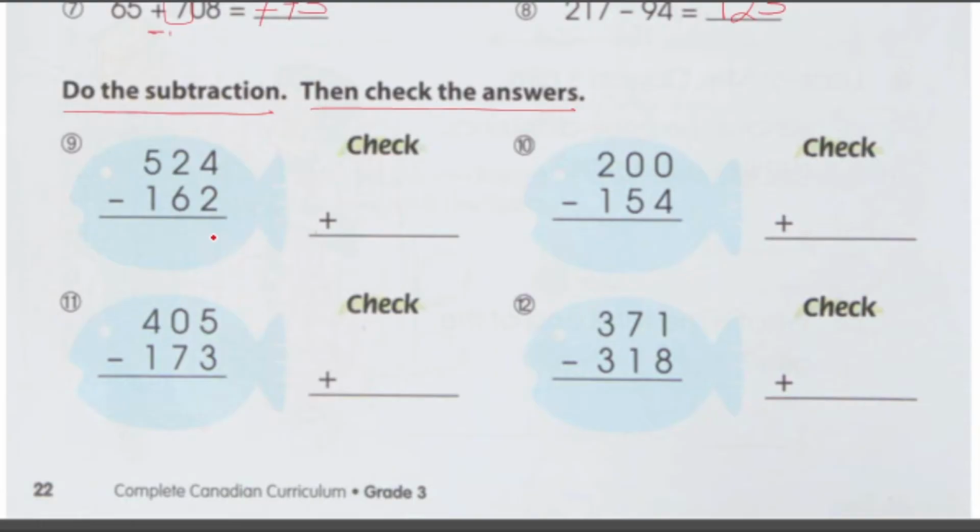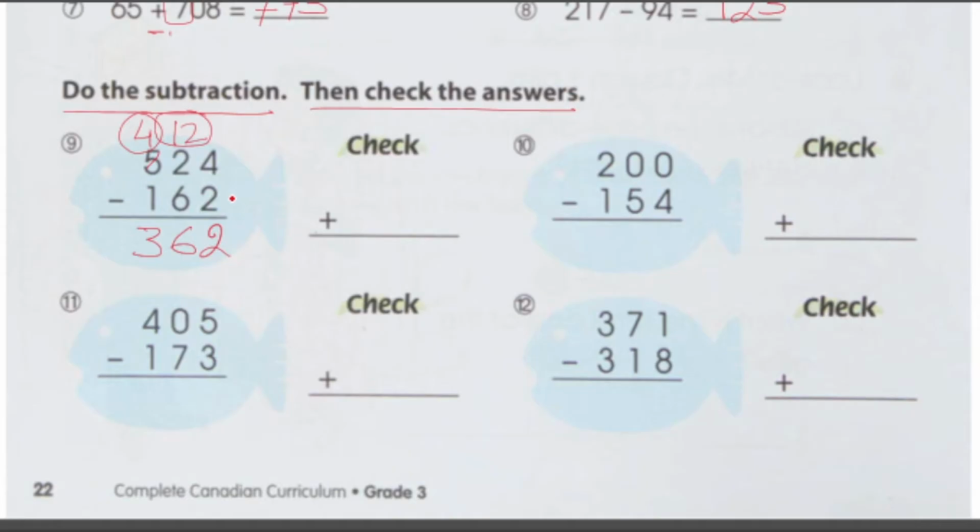So 4 minus 2 is equal to 2. And we can't subtract 6 from 2, so we have to borrow 1 from this side. So it will be 12 and 5 will reduce to 4. So 12 minus 6 is equal to 6 and 4 minus 1 is equal to 3.